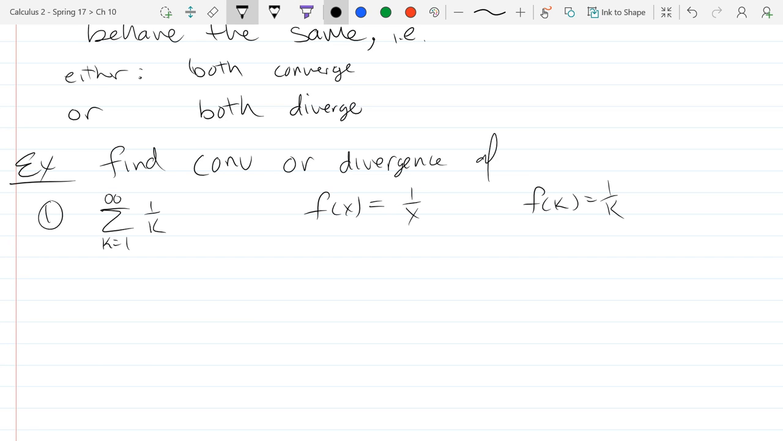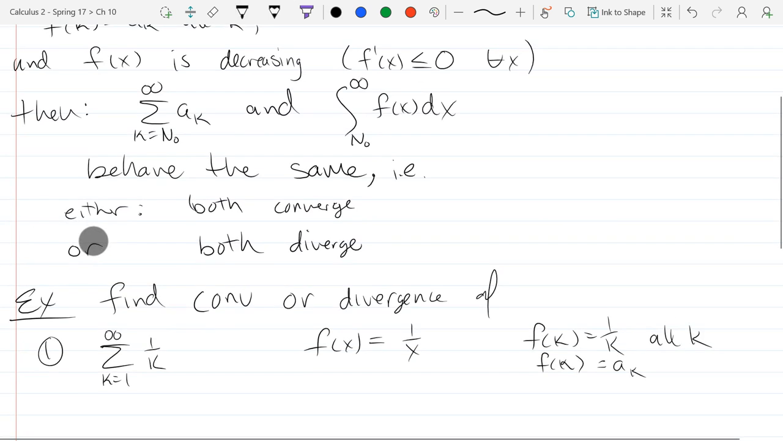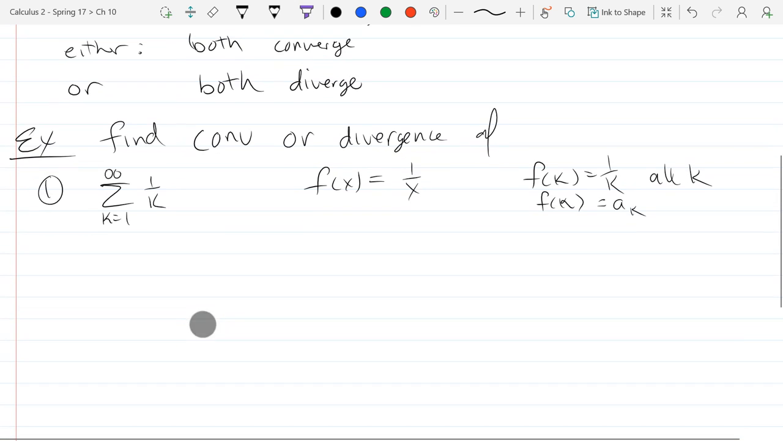I'm going to write this is for all k. So our function equals our a_k right there. So we've got f of k equals a_k, so the values are correct. Is our function decreasing?